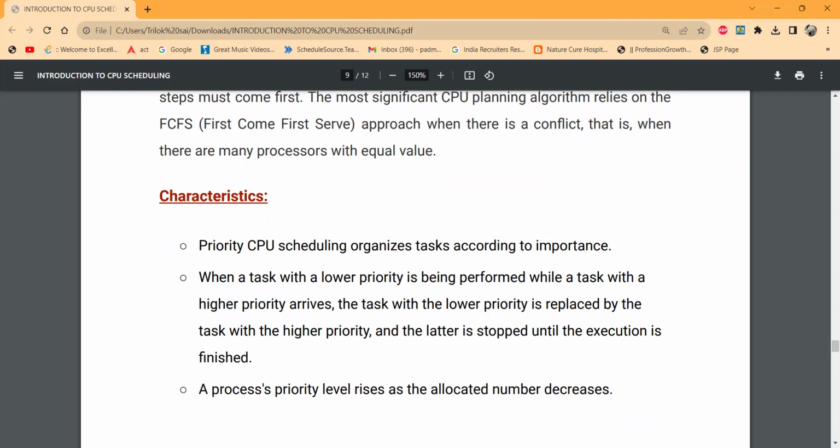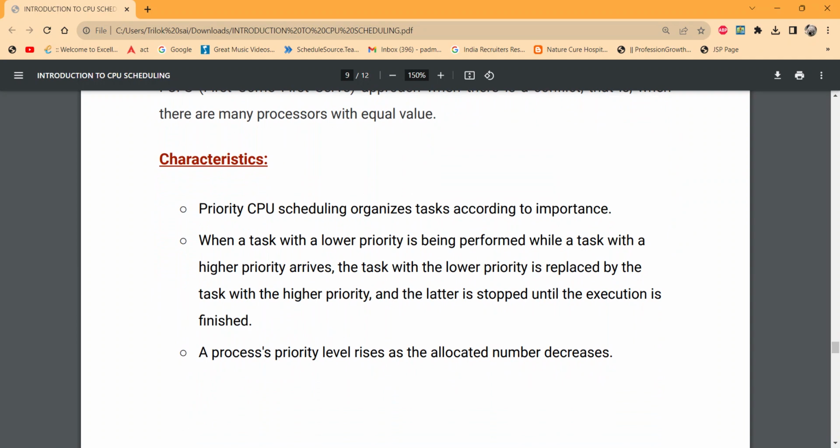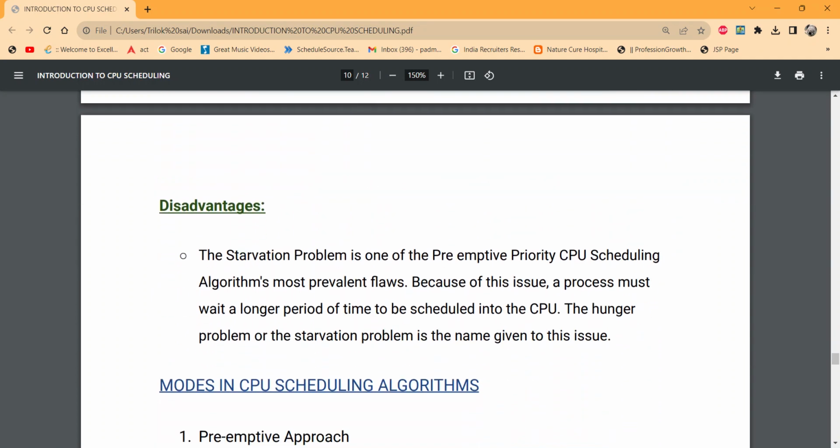It organizes tasks according to importance. When a task with lower priority is being performed while a task with higher priority arrives, the task with lower priority is replaced by the task with higher priority, and the later one is stopped until the execution is finished. What are the disadvantages?